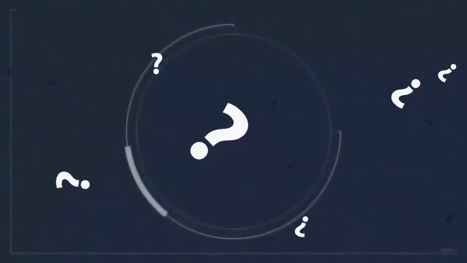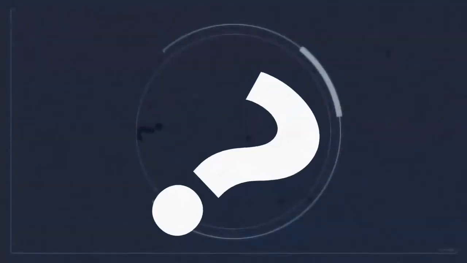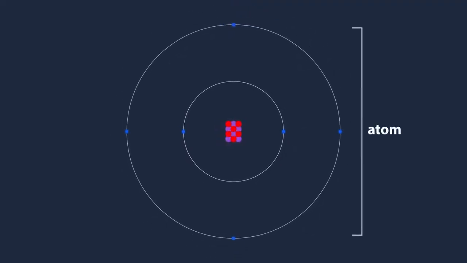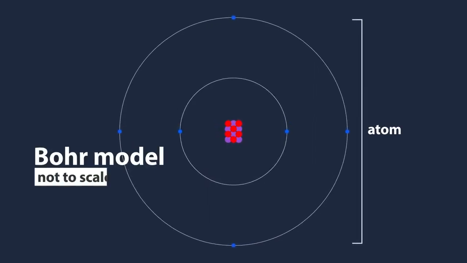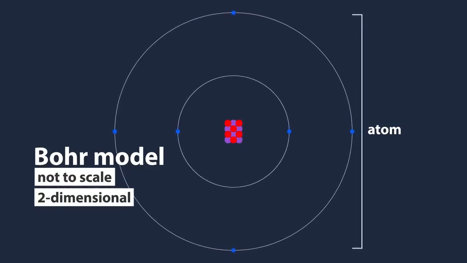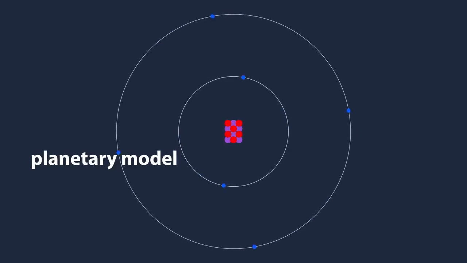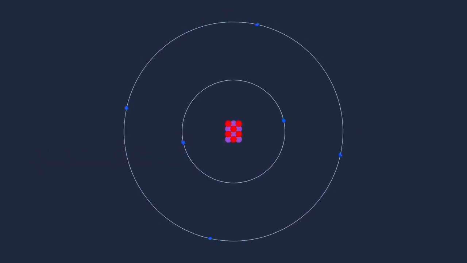This is where it gets complicated, because the inside of an atom cannot be seen, at least not at the time of writing. So we will use this representation of the inside of an atom. This is called the Bohr Model. Keep in mind that it is not to scale and only two-dimensional. This model is also known as the planetary model, modeling the parts of an atom as planets orbiting a sun or moons around a planet.